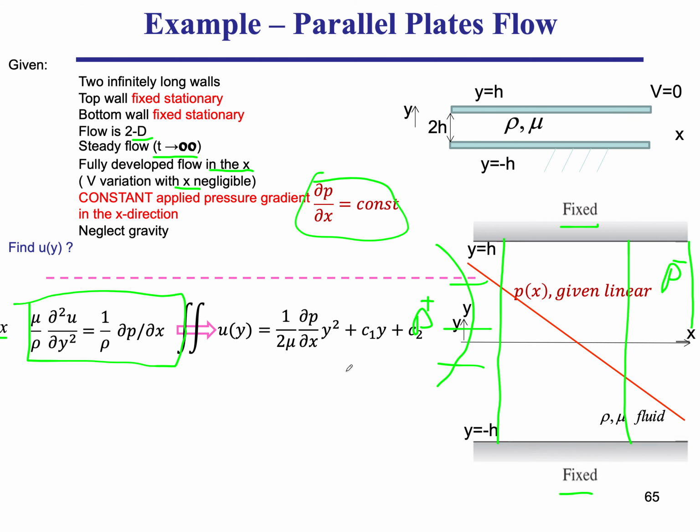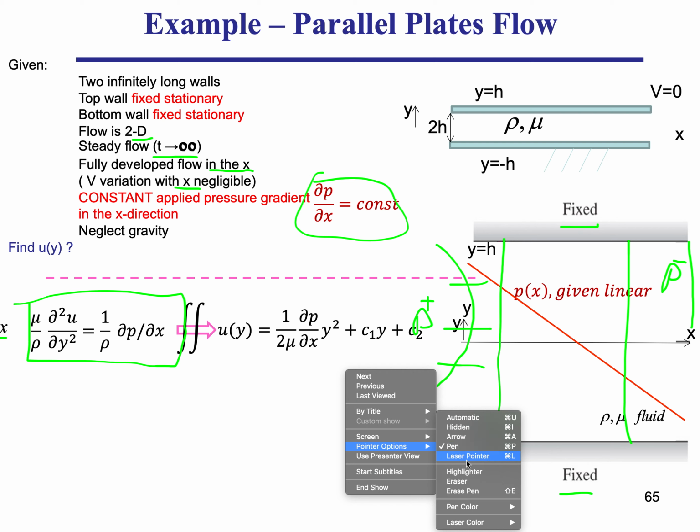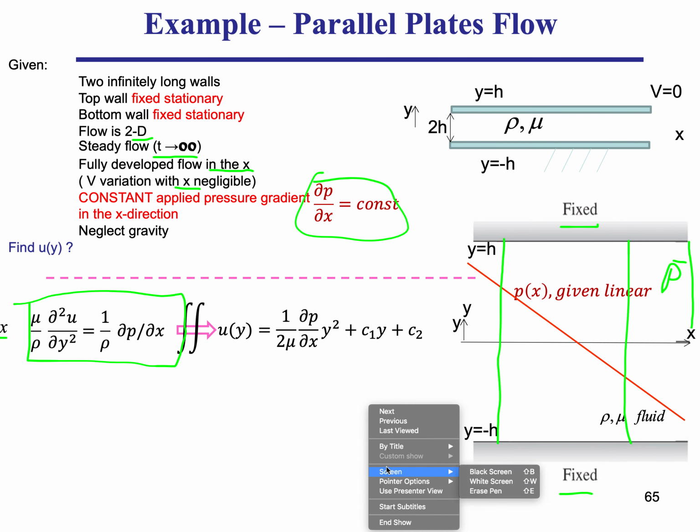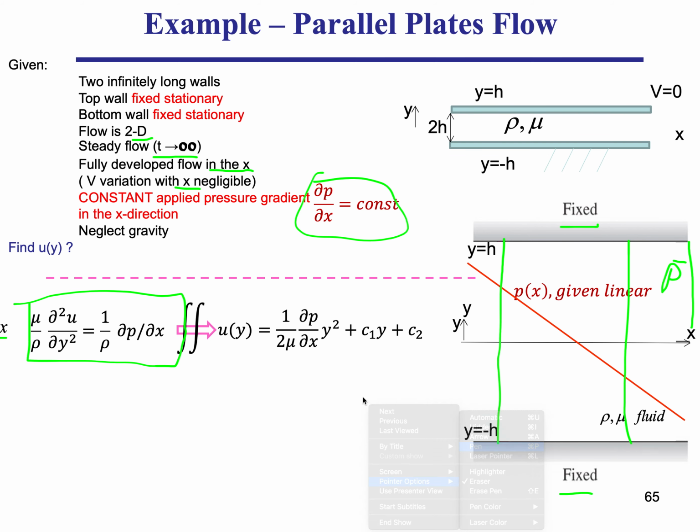And then you integrate once, and then you integrate again. So here's where you really would like to go back to your previous slide. If this is too fast for you, play that again. So when you integrate once and twice, you're going to get the first constant of integration and the second constant of integration. And now we need to apply our boundary conditions.